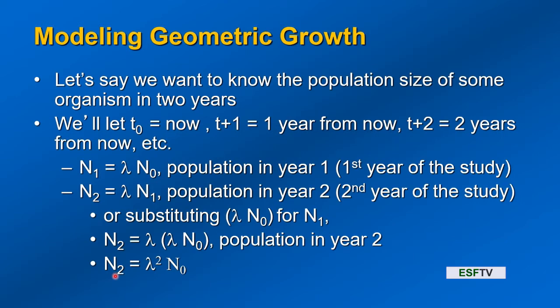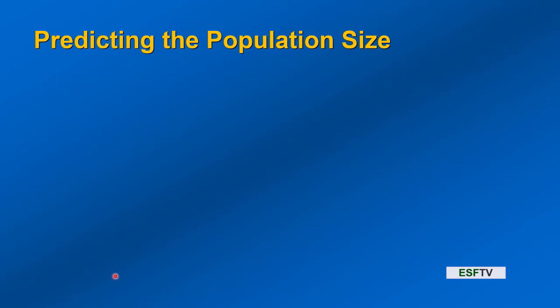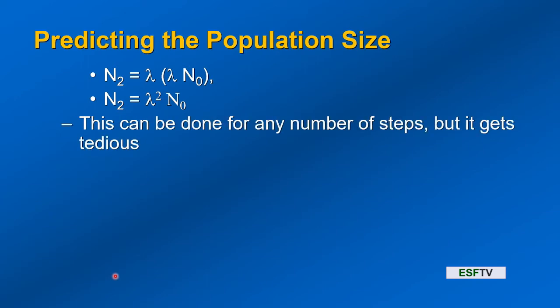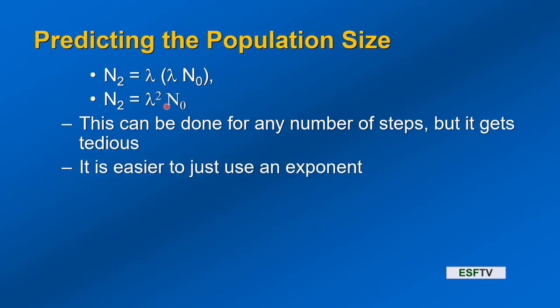And you can imagine what it might look like in 3 years, I hope. What that equation would look like in 3 years. So again, here's n2 equals lambda lambda n0, or lambda squared, n subscript 0, I should say. And you could do this for any number of steps, but it of course gets tedious if you're constantly deriving the equations by plugging numbers in. So just use that exponent, n t equals n sub 0 times lambda raised to whatever time point you're looking at.